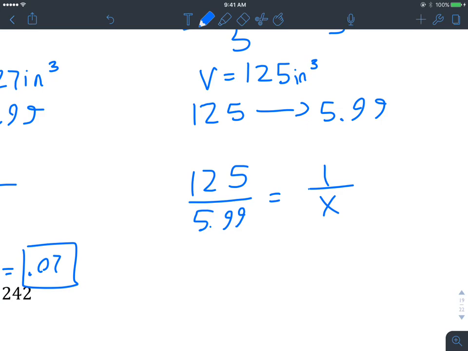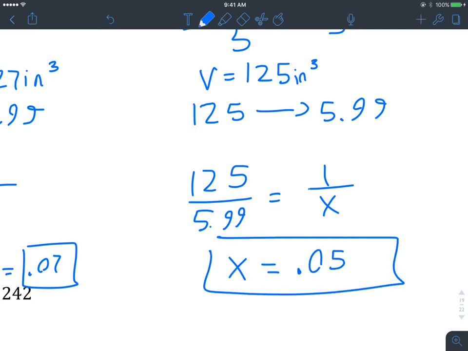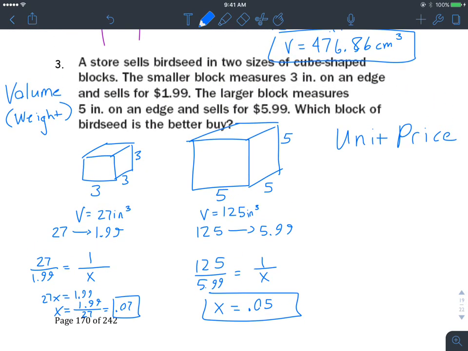Essentially, the shortcut to finding the unit price is take your price and divide by the total volume, or how much you're getting in that object there. So when you do this one here, that's about 0.05 when you round up. So it's about 5 cents per cubic inch. So the better buy is whatever's cheaper, which would be the one that's 5 cents right there.